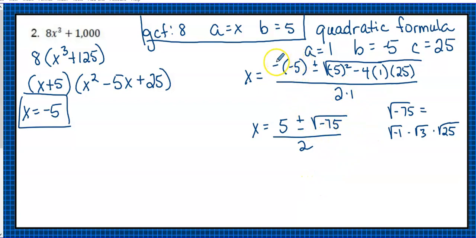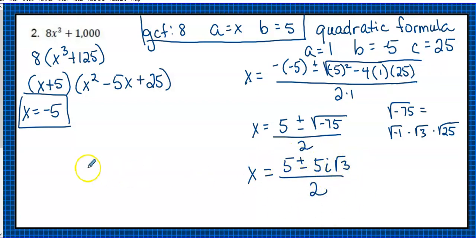So opposite of -5 plus or minus square root of -5 squared minus 4ac, and that ended up being 25 minus 100, so that's -75. And over here I just showed where square root of -75 is square root of -1 times square root of 3 times square root of 25. So then I'm going to rewrite that as 5i root 3, and all that's over 2. And this is actually the answer.